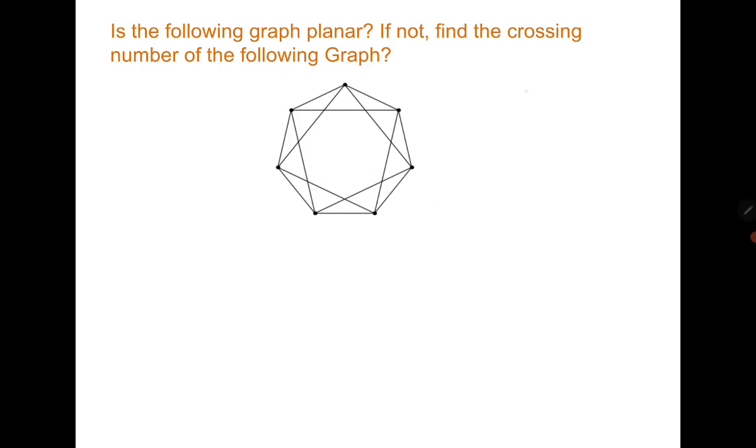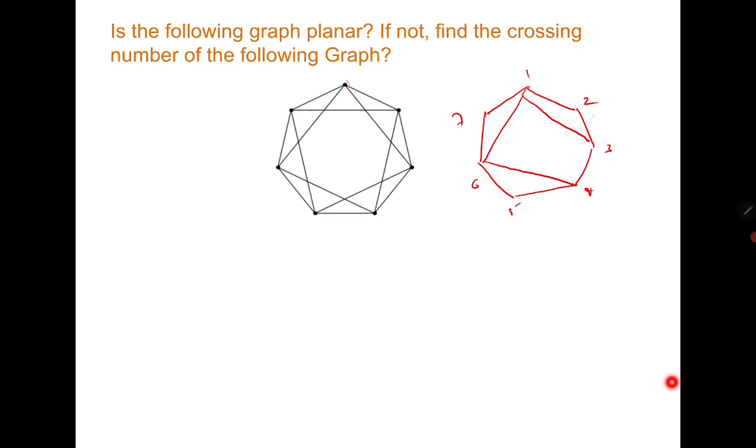I am also drawing it. The order is 7, and each vertex is adjacent to 4 other vertices. I can also number them 1, 2, 3, 4, 5, 6, 7. To begin with, I can draw the internal edges as much as possible without crossing. If I add one more edge, then a crossing would come into the picture.